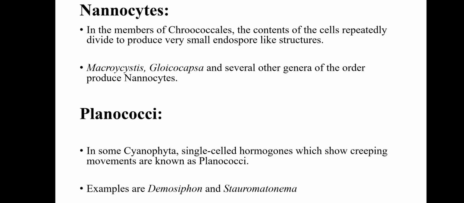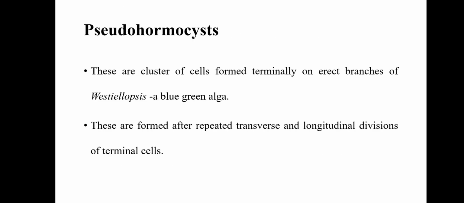Then nanocytes. In members of Chlorococcales, the content of the cell repeatedly divides to produce very small endospore-like structures. Nanocytes are generally formed in Macrocystis, Gloeocapsa and other genera of algae. Then planococci. Planococci are formed in members of Cyanophyceae, where single-celled hormogonia are formed which show creeping movement, and these are known as planococci.